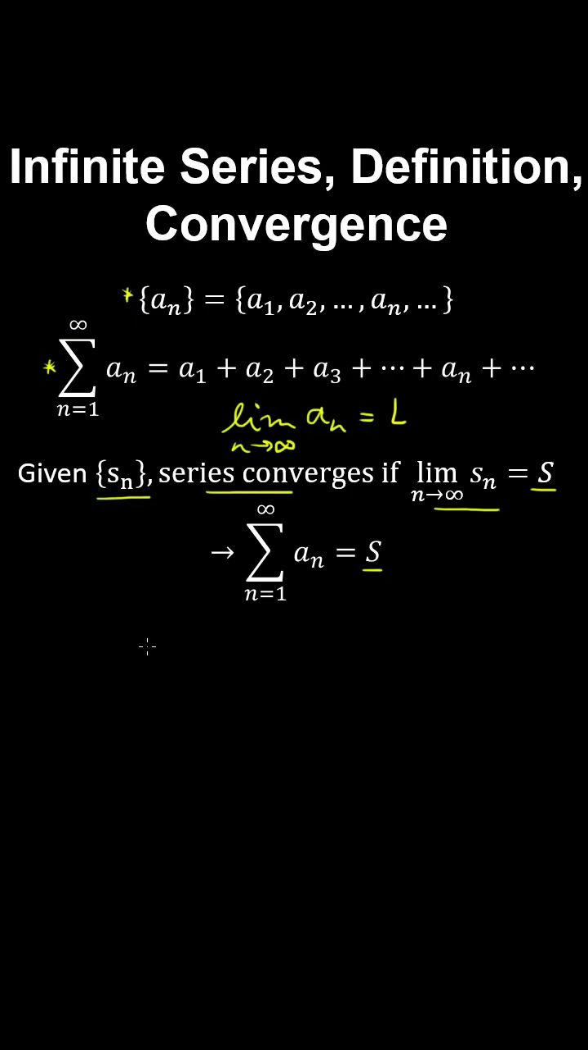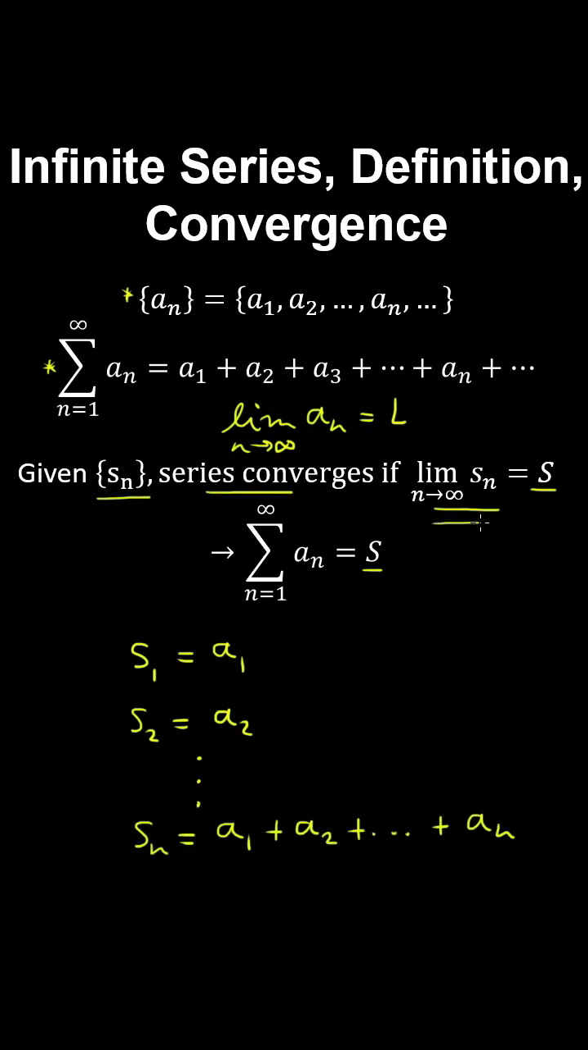So the sequence of partial sums can be defined as follows. So we have the first partial sum, and the second partial sum is a2, and the nth partial sum can be written as follows. And to actually check this limit, we need to find a closed form expression for the partial sum of the series. And we'll do that in an example.